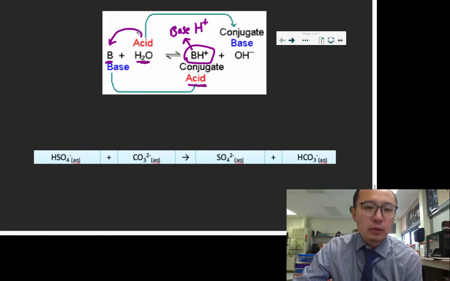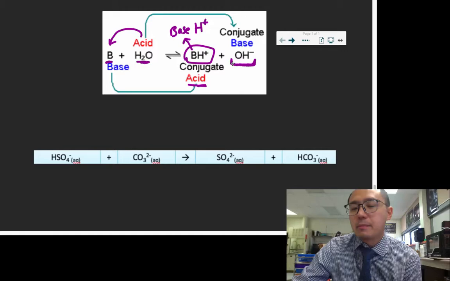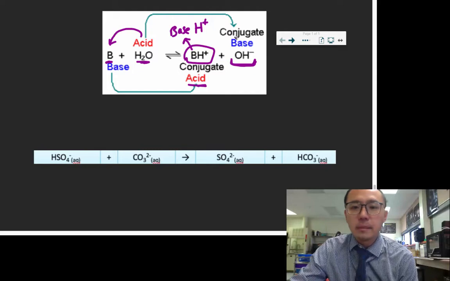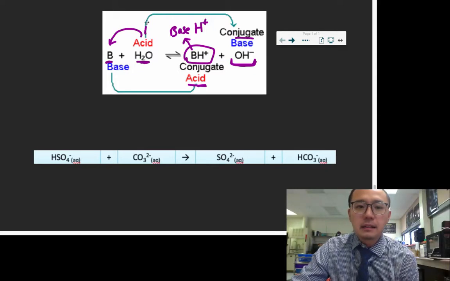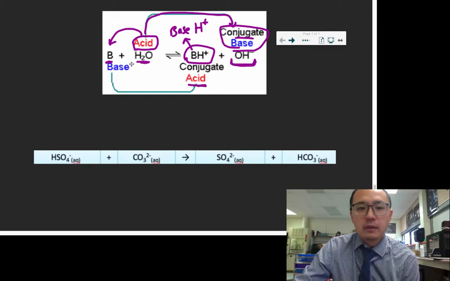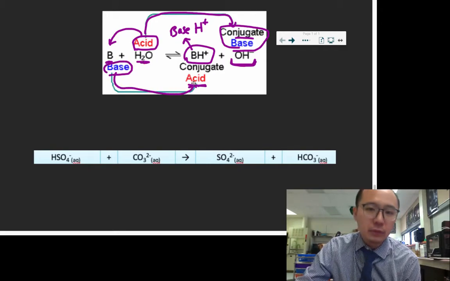Whereas your acid, you donated your proton. So then in your product side, you have a base. This will become your conjugate base. So all this is just looking at the base pairs and the conjugate acid and base. That means that it's what happens after in the product side. So if you have an acid to begin with, it would become a conjugate base as a product. If you start off as a base, it will become a conjugate acid after it has reacted.